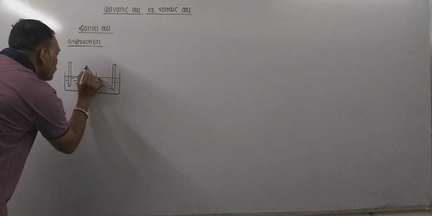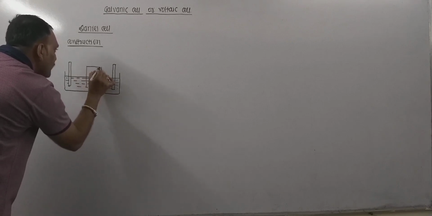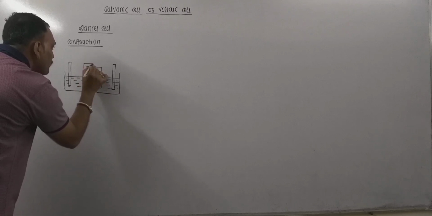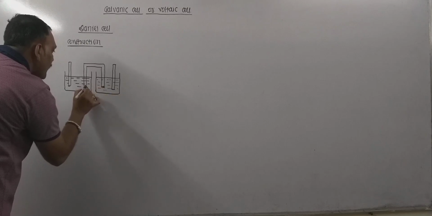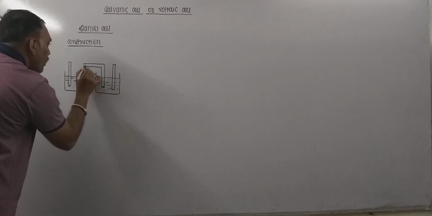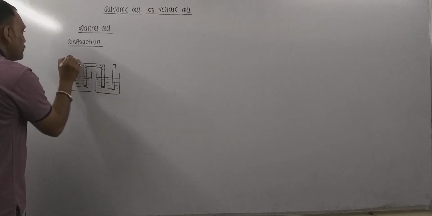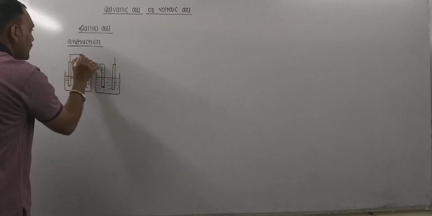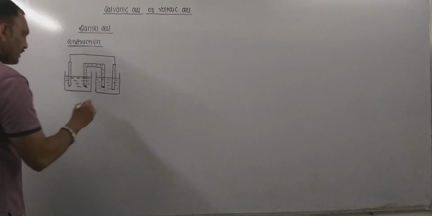And these two solutions are connected indirectly by means of the salt bridge. So this is the salt bridge. Later we will explain what exactly a salt bridge is. And these two electrodes are to be connected by means of a metallic wire, which happens to be a good conductor.